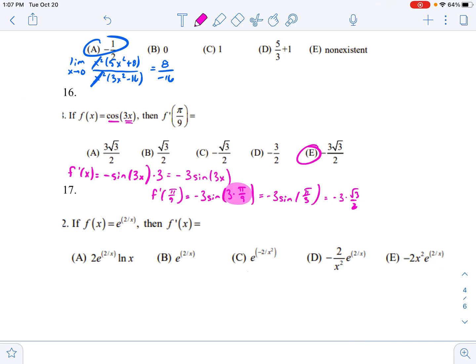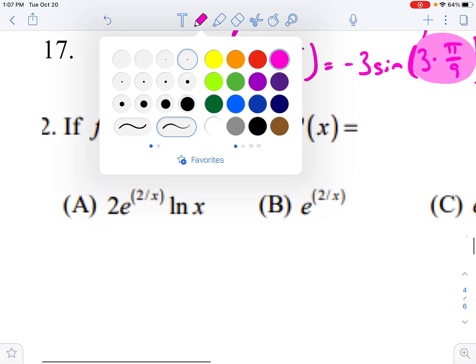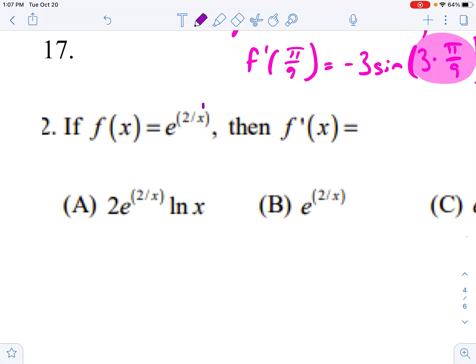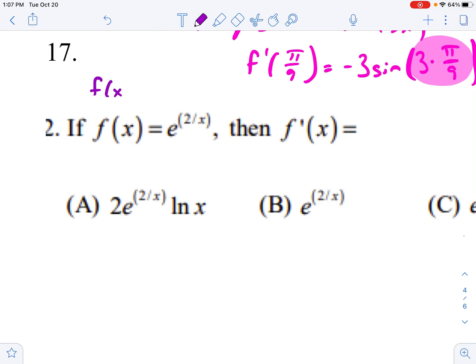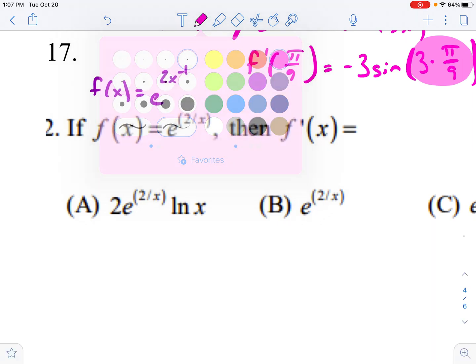Okay. All right, number 17, another kind of a tricky one, and it is chain rule. That's more than a plain x up in the exponent, okay? If it helps, you can rewrite this as e, and then the exponent I could write as 2 times x to the negative first, and that will allow me to avoid using the quotient rule when I go to take the derivative of that portion, okay?